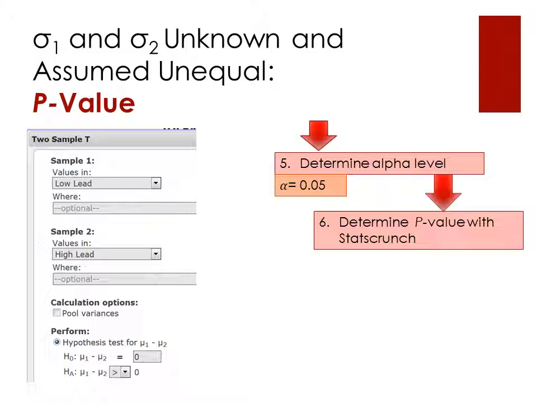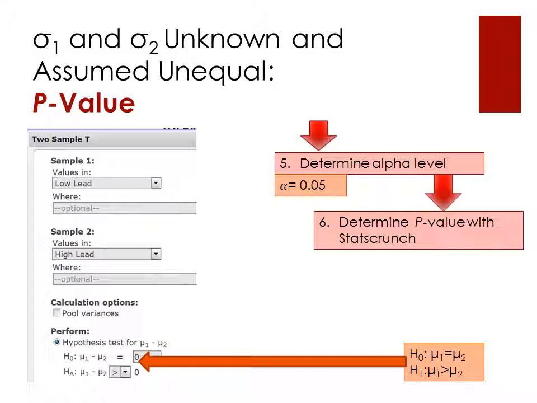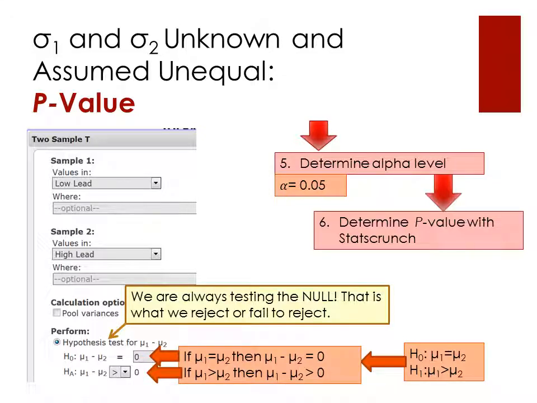Now, when we're setting up our hypothesis test, we need to pay attention to what our null and alternative hypotheses are. So notice when you're looking here at our null and our alternative hypothesis, we need to set these up so they correspond with the setup on StatCrunch. So if mu1 equals mu2, which is proposed in the null hypothesis, then mu1 minus mu2 is going to equal 0. Thus, we're going to set that equal to 0. If mu1 is greater than mu2, then we expect to see that mu1 minus mu2 is going to equal a value greater than 0. So that's what we're going to set up for our alternative.